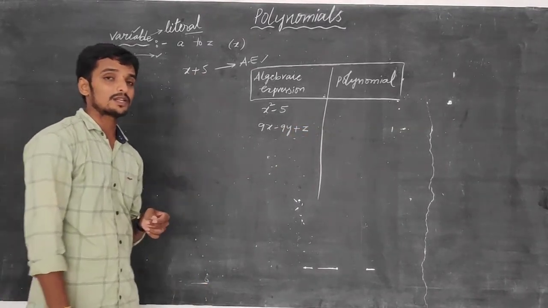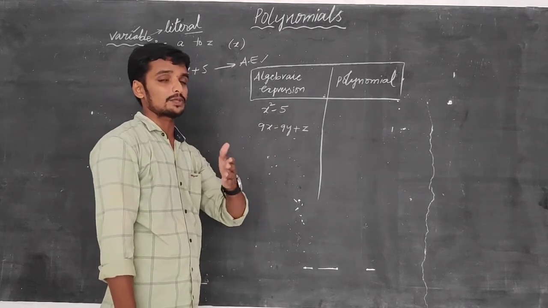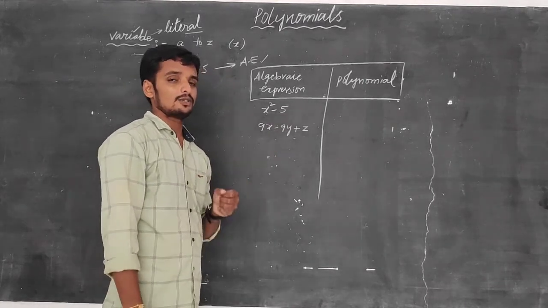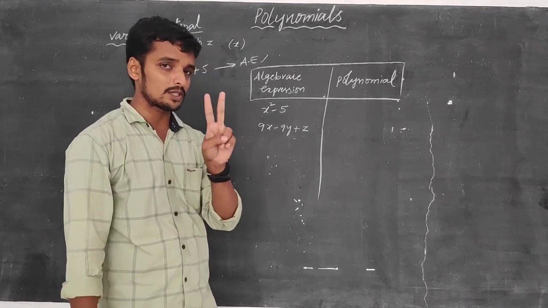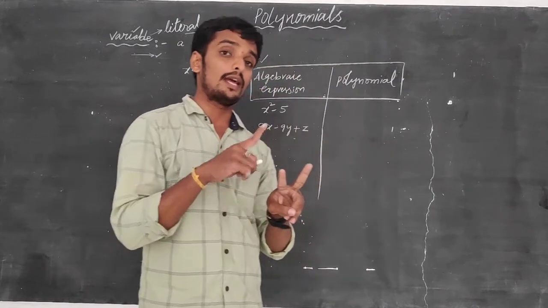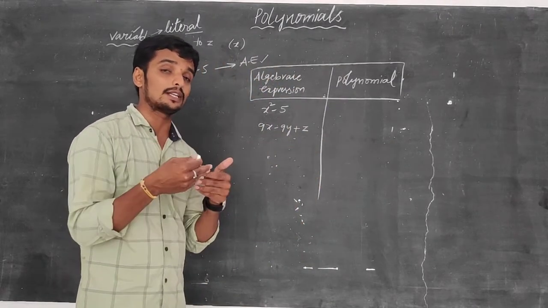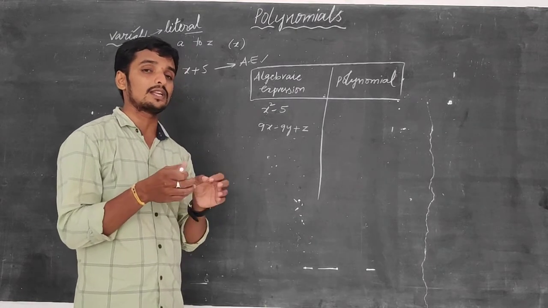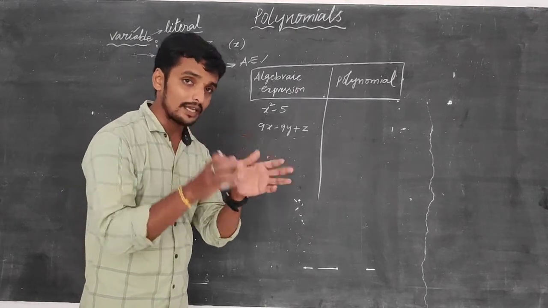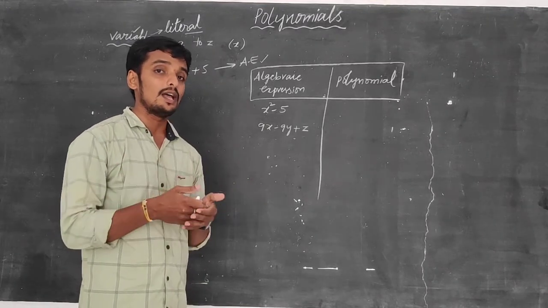For algebraic expressions, you have already completed the types based on terms. Terms means we have two types, like terms and unlike terms. We have already successfully completed like terms and unlike terms. When we are doing addition, we are adding only like terms. When we are doing subtraction, we are subtracting only like terms. We can't add the unlike terms. We can't subtract the unlike terms.